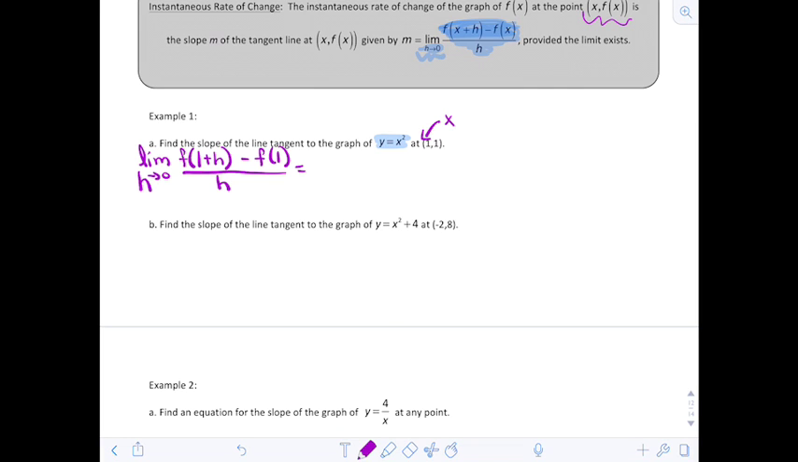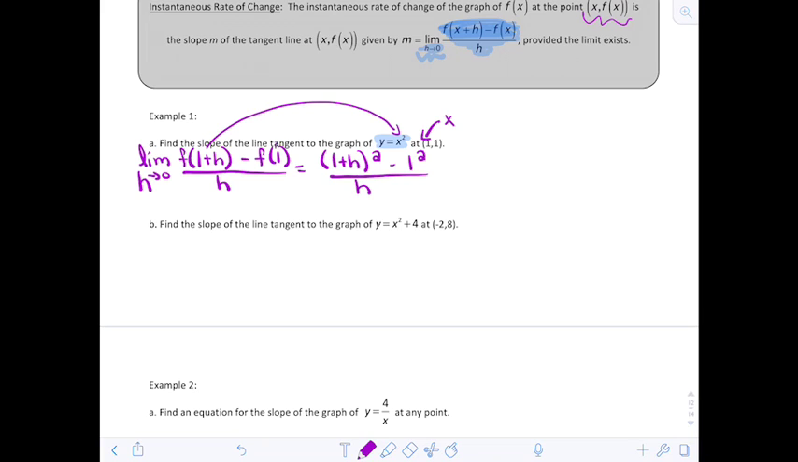So now I'm going to substitute. I'm going to go to my formula, f of x, and wherever I see an x, I'm going to put in a 1 plus h, and I'm going to do the same thing. I'm going to square it because it's y equals x squared, so it'll be 1 plus h squared minus f of 1, which is 1 squared, all over h. So I have f of x plus h all squared, or 1 plus h in this case, minus f of 1 all squared.